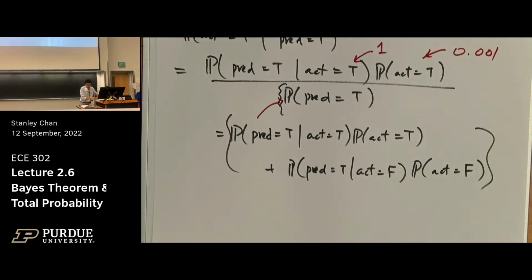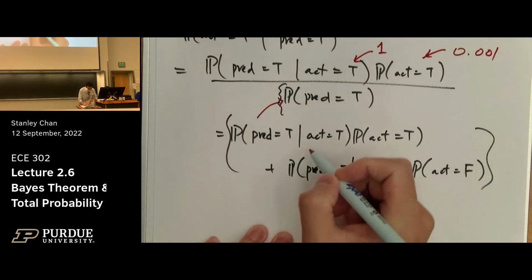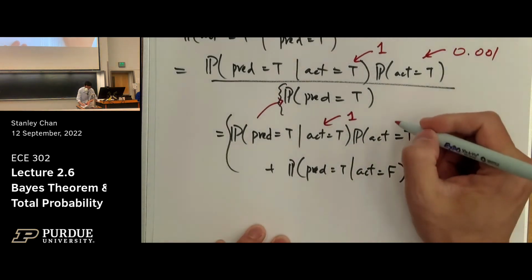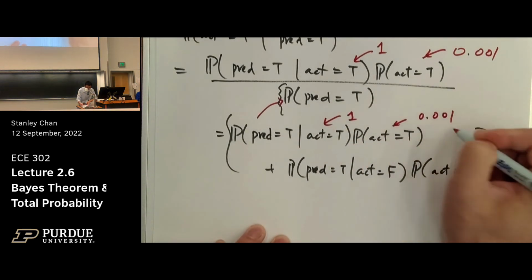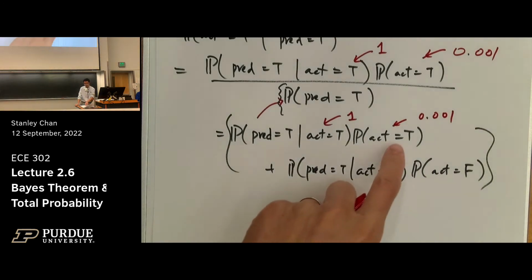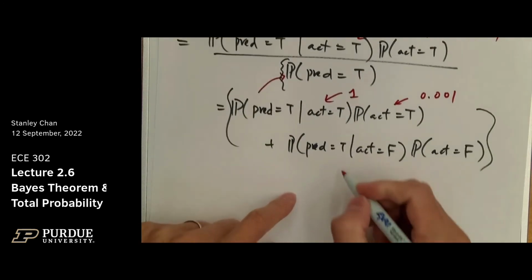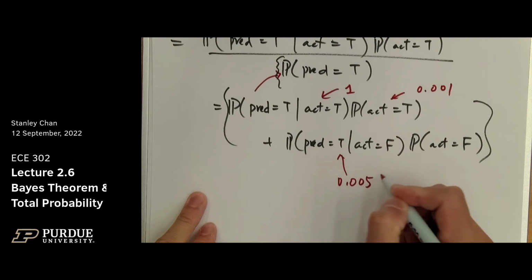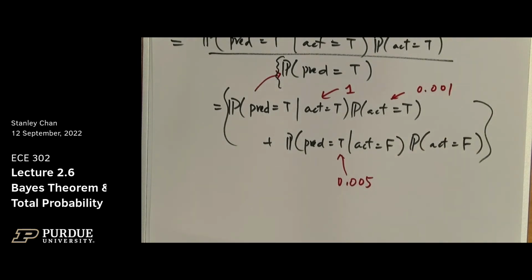Now, given this formula, I know that this is 1 because this is the true positive rate. This is 0.01. This is the probability of getting disease. This is what? That you actually do not have disease, and then it declares that you have disease as a false positive, so you have 0.005. It comes up here. Okay, so this is 0.005.